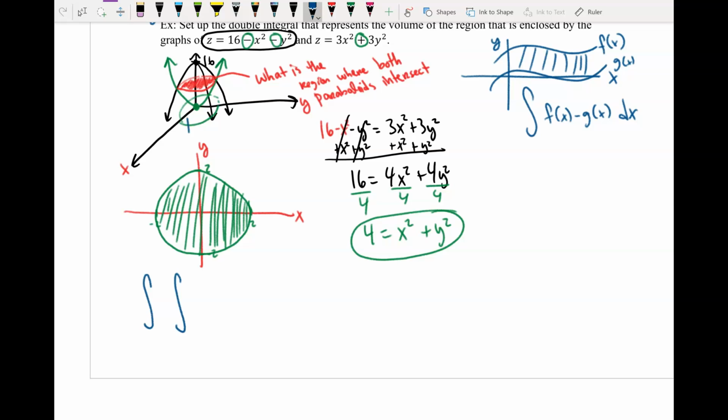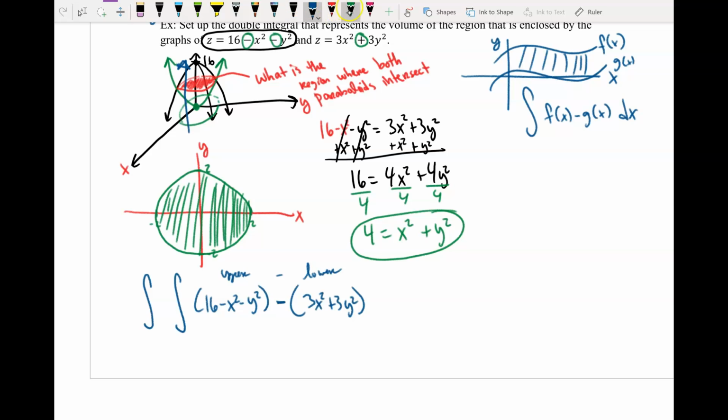So think about which one is going to be the top and which the lower one. You can see that the top is going to be the black paraboloid, which is 16 minus x squared minus y squared, minus the bottom paraboloid, which is the green one, 3x squared plus 3y squared. So still the upper minus the lower. Still the same thing.